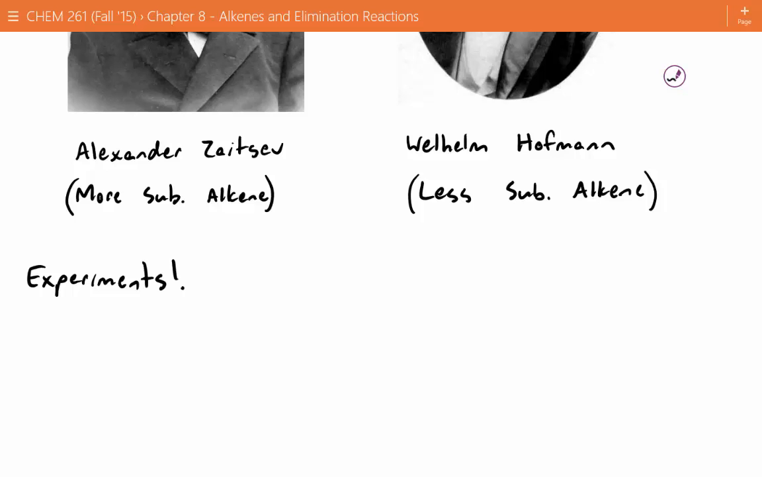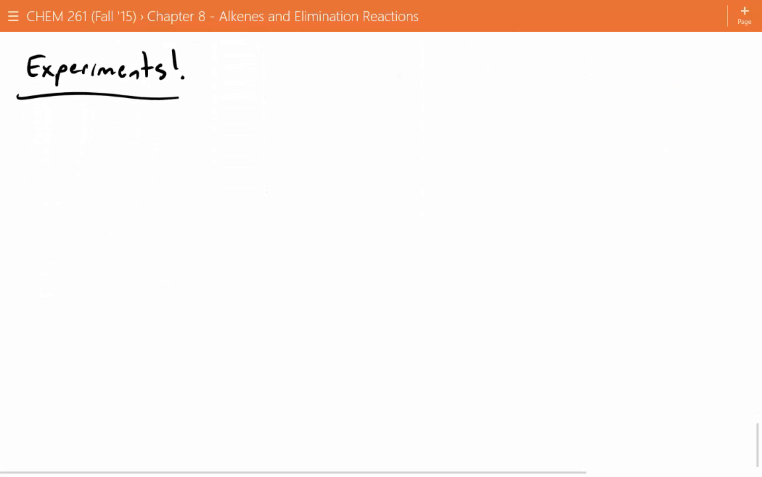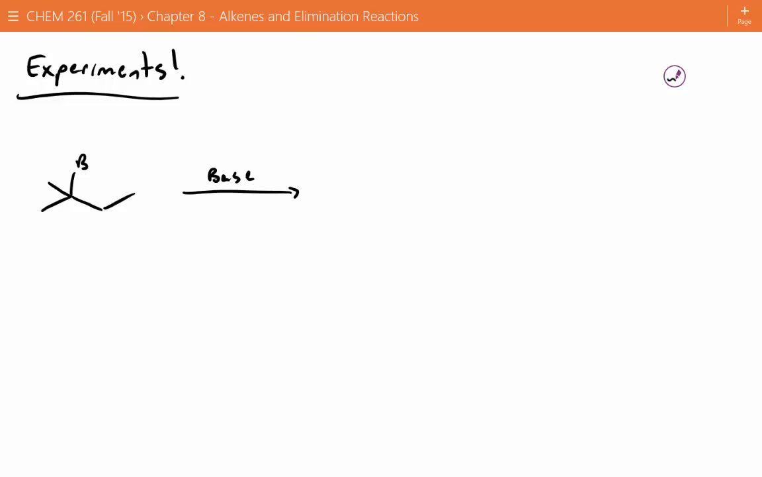So experiments. They actually did this reaction. And this one we've got bromine coming off. And we're going to pick some generic base. And we're going to ask ourselves, are we getting this product? Or are we getting this one? And we said this one's our Zaitsev. This one's our Hofmann. This one we said is more substituted. This one's less substituted.